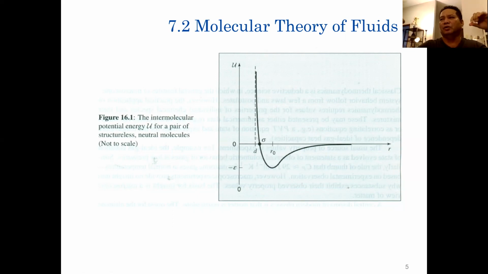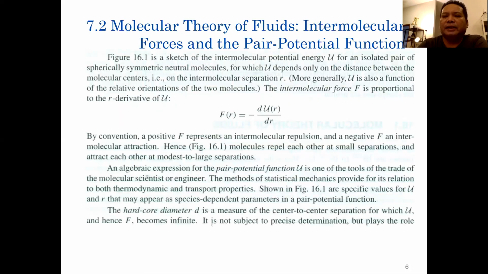Correct? No attraction or no repulsions. So this is what we denote by the graph here. These intermolecular forces can be written in terms of this F = -dμ(r)/dr. Here, F represents intermolecular repulsion, and the negative F represents intermolecular attractions.